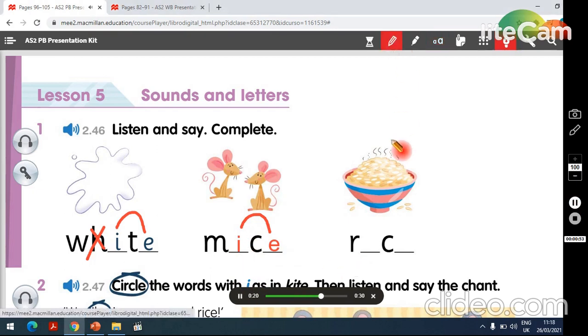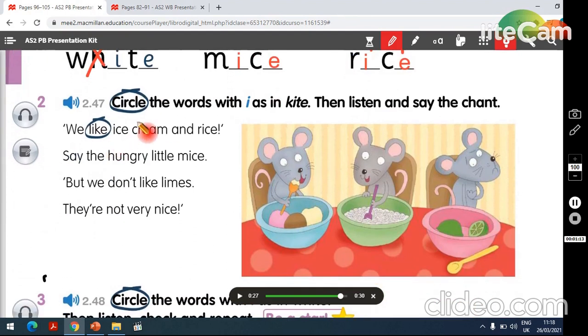Rice. I, rice. So here we have I and E. Now let's move to activity number 2. Circle the words with I as in kite. Then listen and say the chant.